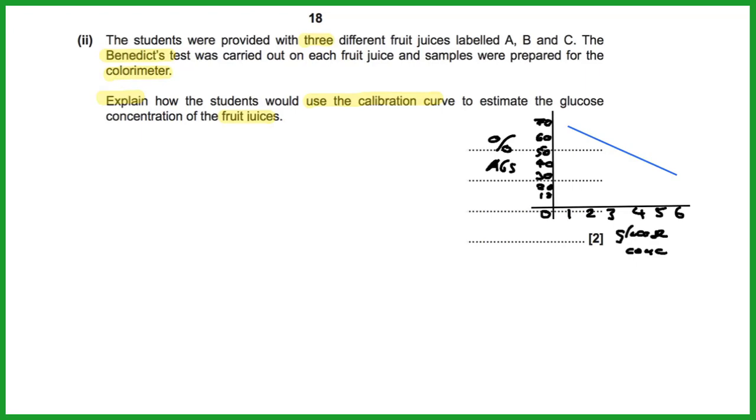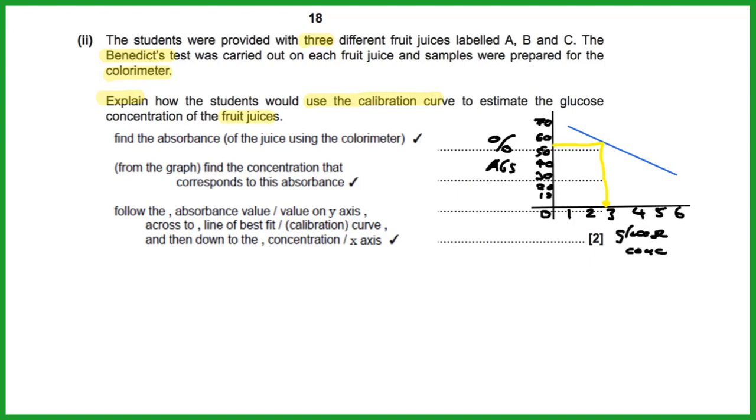So the colorimeter is going to give you an absorbance value. If the colorimeter for fruit juice A gave you an absorbance value of, say, 52%, then you would go from 52% and you'd go out until it hit the line of best fit, and then you would go down to see where that reached on the axis of glucose concentration, and then you would read it off from that axis.